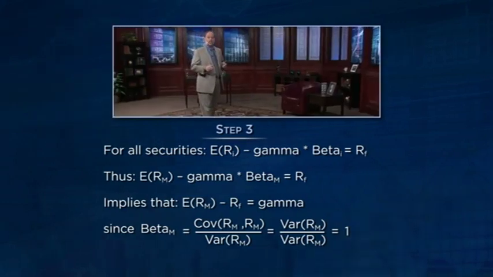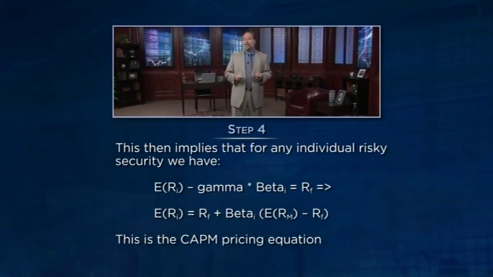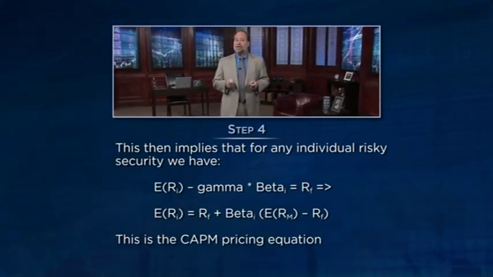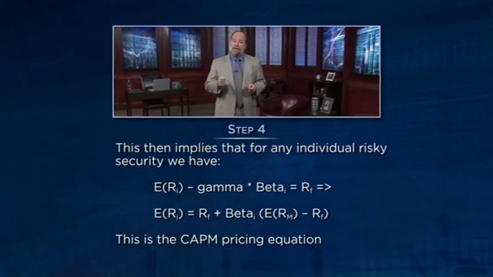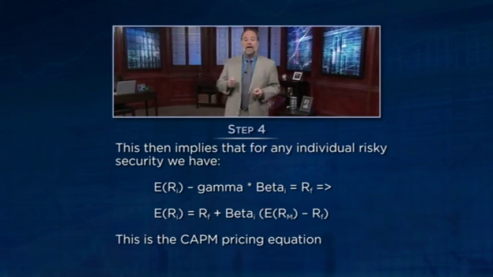Okay, what's the final step? This then, given the market price of risk, implies that for an individual security, we're going to have what? We're going to have the expected return on the individual security minus gamma times its beta equals RF. If we hit that with a stick for a little bit, we get the following expression.